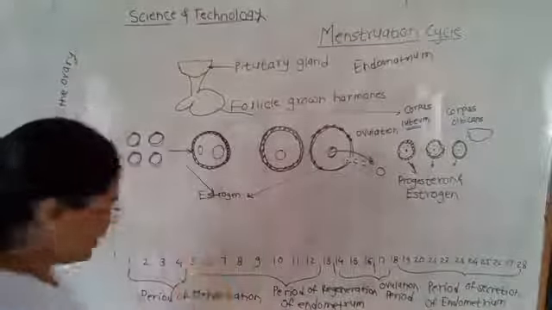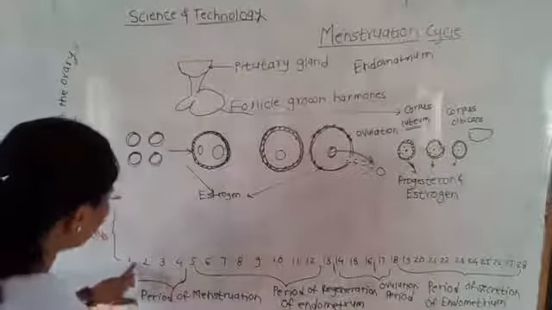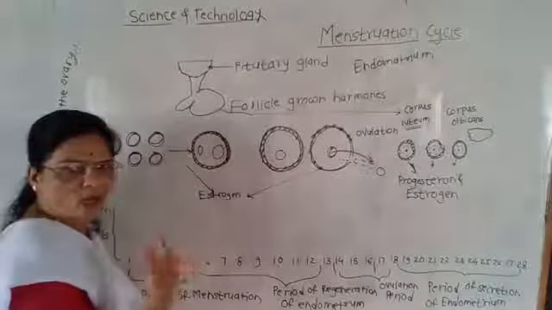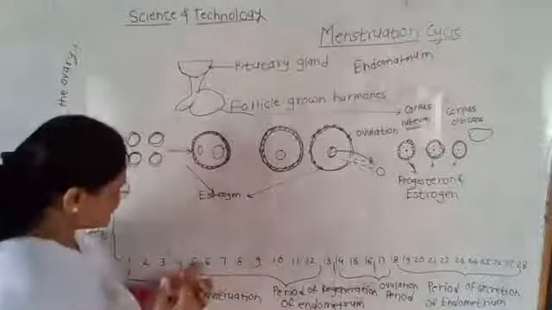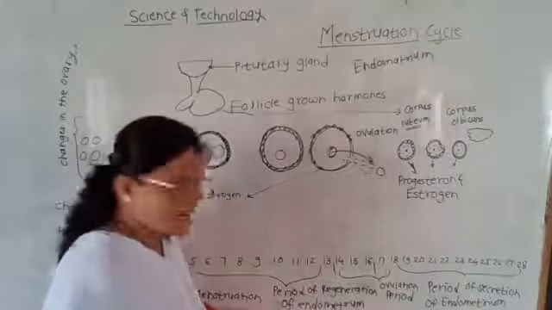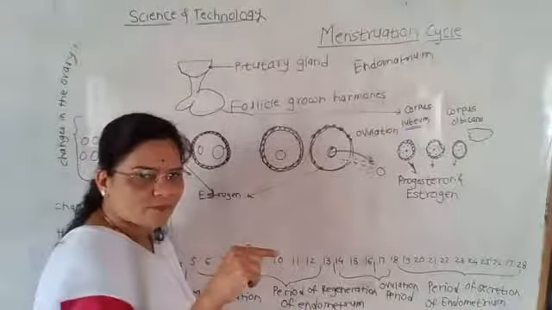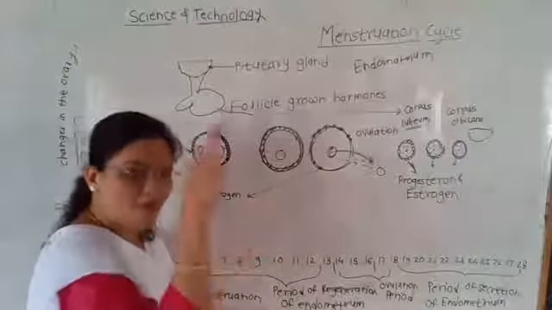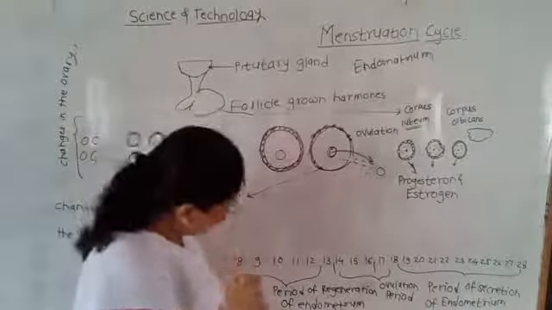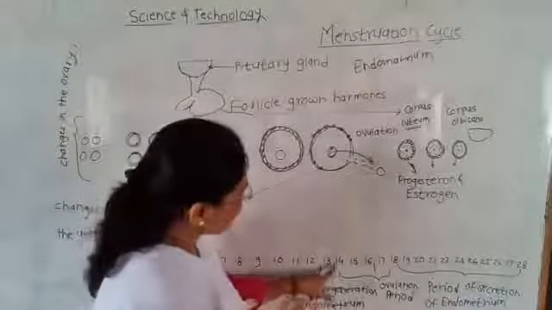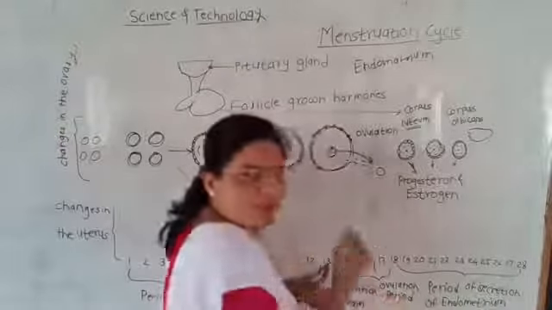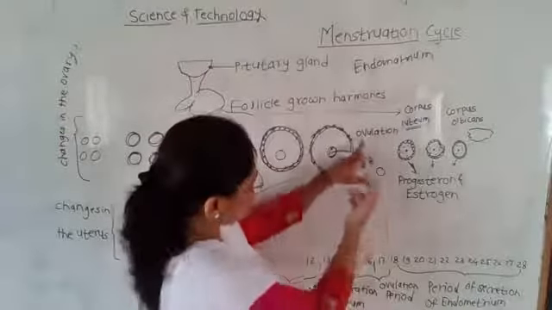Students, remember, pay attention. Days 1 to 5 are the period of menstruation. After the 6th day to the 12th day is the period of regeneration of the endometrium. Regeneration means the formation of the endometrium. Then from the 13th to the 17th day, there is an ovulation period. Look at the diagram.